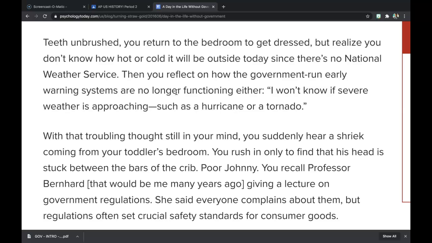Teeth unbrushed, you return to the bedroom to get dressed, but realize you don't know how hot or cold it will be outside today since there's no National Weather Service. Then, you reflect on how government-run early warning systems are no longer functioning either. I won't know if severe weather is approaching, such as a hurricane or a tornado.